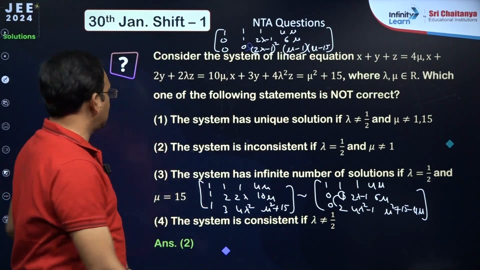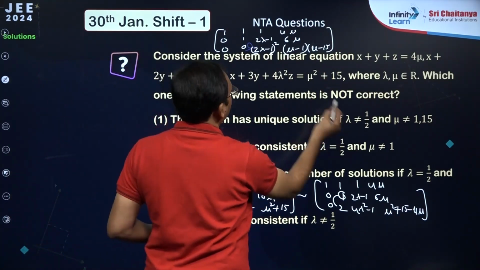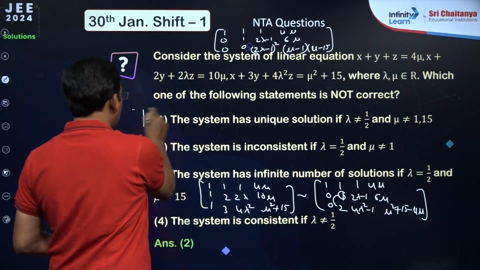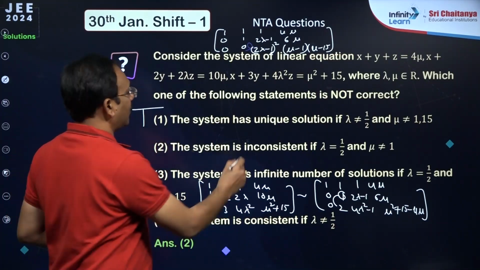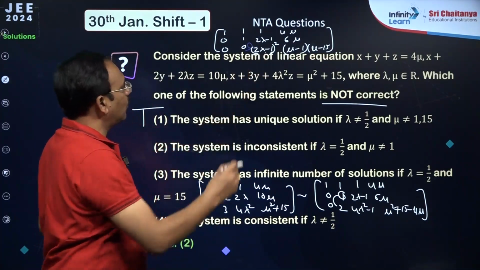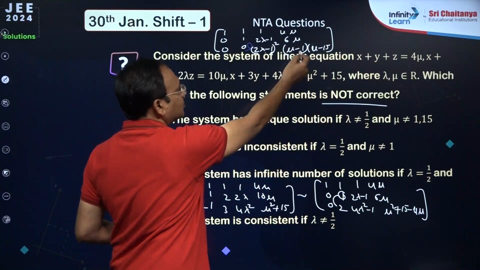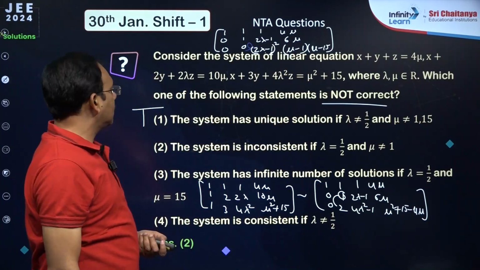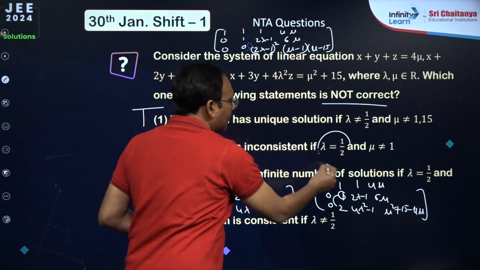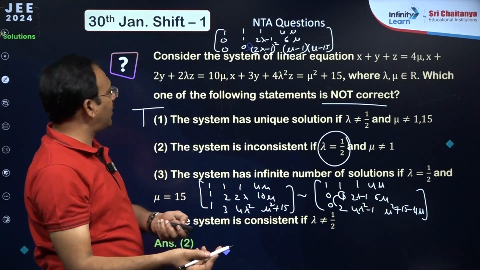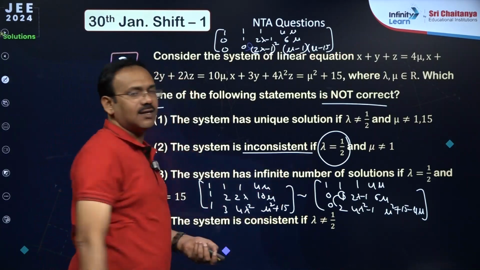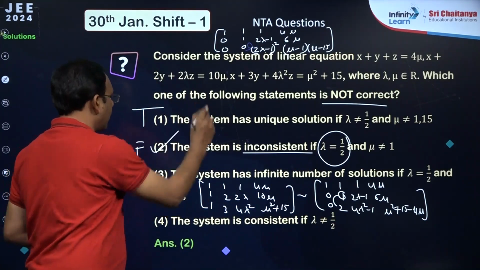Now, you see the options. Option 1, if lambda not equal to 1 by 2, this will not be 0, it will have a unique solution, is a true statement. I just want a false statement because he said not correct. So, if lambda is 1 by 2, this becomes 0, mu not equal to 1. So, if mu is equal to 1, this also becomes 0. This system is inconsistent. We can't say that. If mu is 15, lambda is equal to 1 by 2, it may have infinitely many solutions. He declared that it is inconsistent. So, this is false. This is going to be the answer.